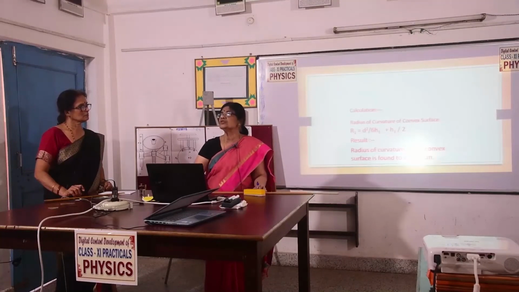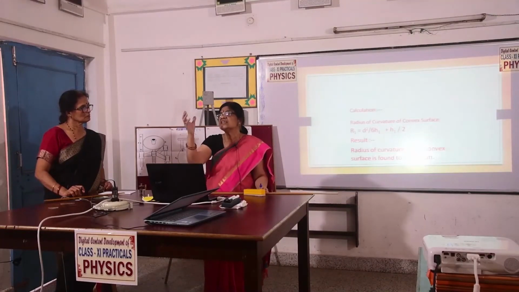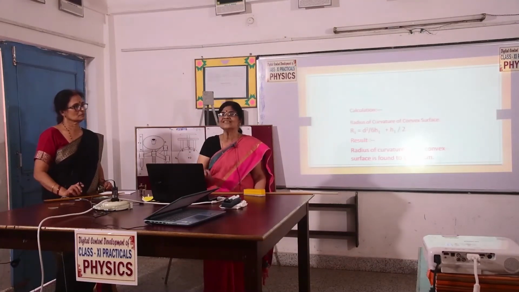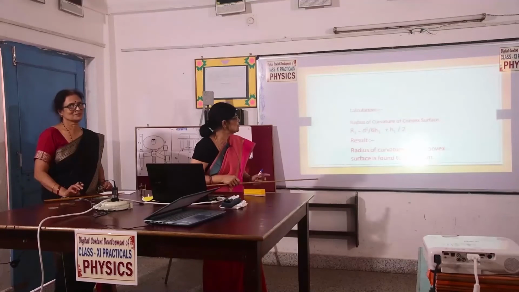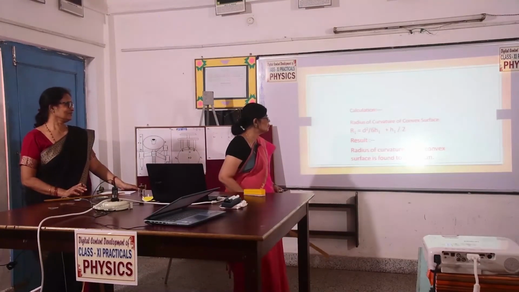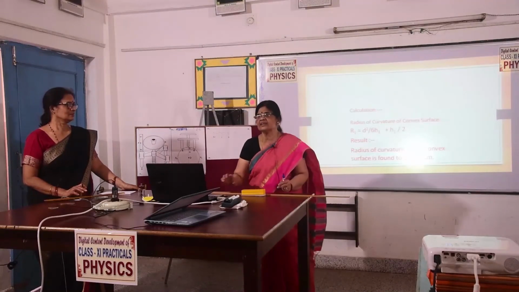You took the initial observation on the convex surface and the final on the glass plate. See how much the initial went through till it reaches the glass plate. So you have H1 and D and you calculate using this formula. I just wanted to tell you about this formula.